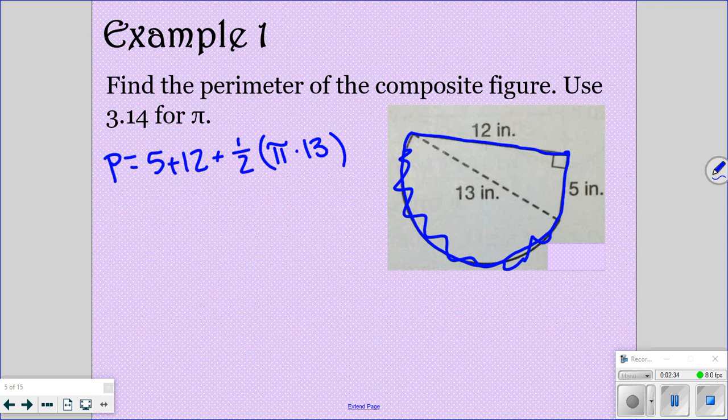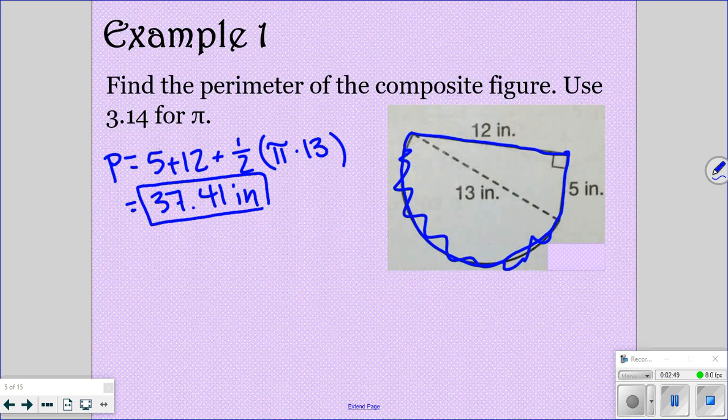So it says use 3.14 for pi. So if you plug that in, you should get 37.41 inches for your perimeter. And that's all you have to do to find the perimeter for a composite figure. Just add up all of the outside pieces.